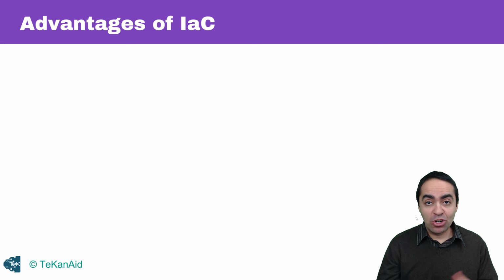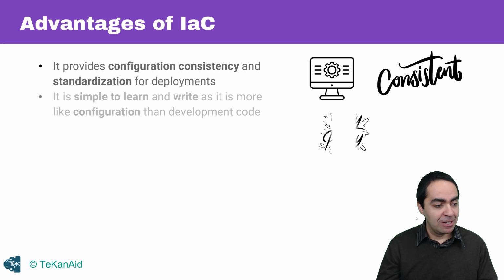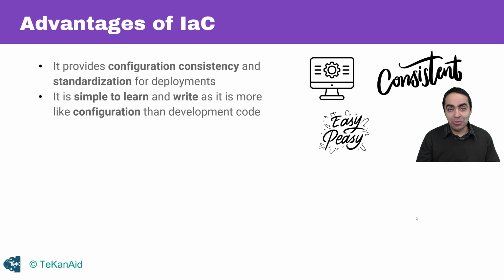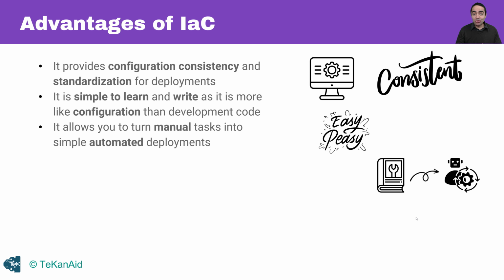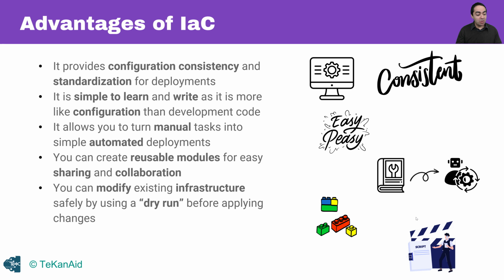Some of the advantages of infrastructure as code: it provides configuration consistency and standardization for deployments. It is simple to learn and write, as it is more like configuration than development code. It allows you to turn manual tasks into simple automated deployments. You can create reusable modules for easy sharing and collaboration. You can modify existing infrastructure safely by using a dry run before applying changes.